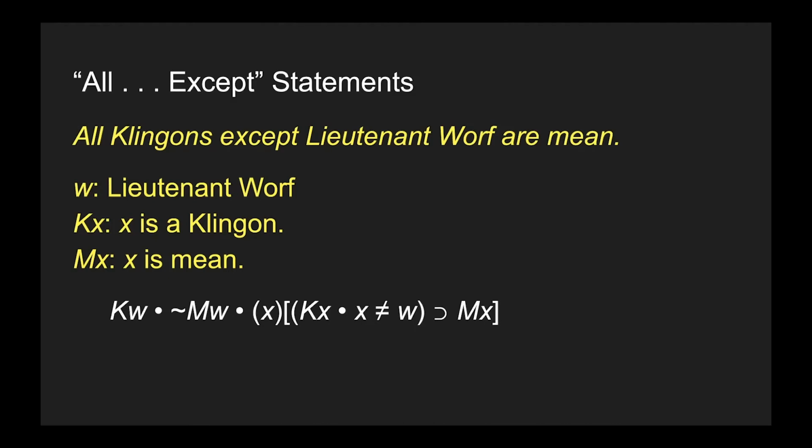So reading it from left to right, it says Worf is a Klingon, Worf is not mean, and any Klingons that are not identical to Worf are mean. That's what's going on in the universally quantified statement on the right-hand side of that string of logic notation. So that's how you do an all-except statement.